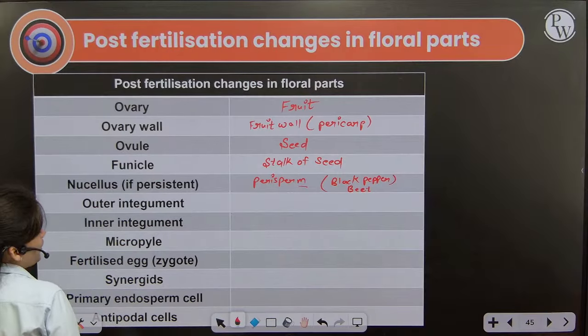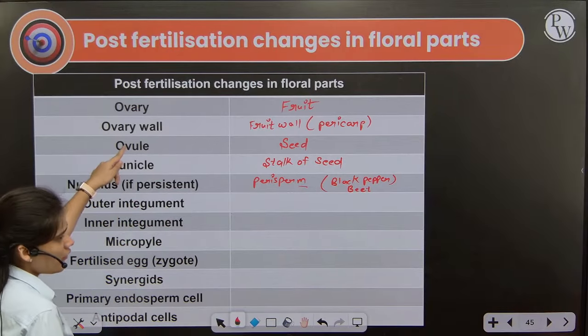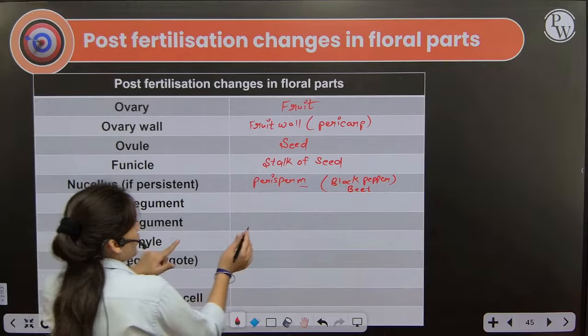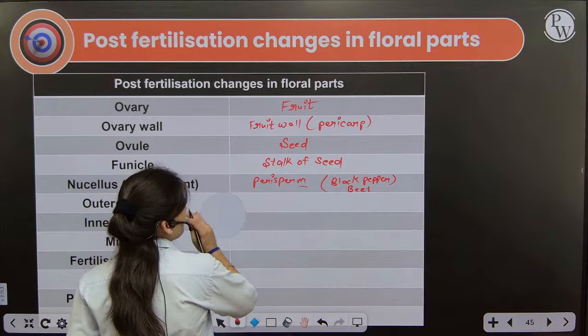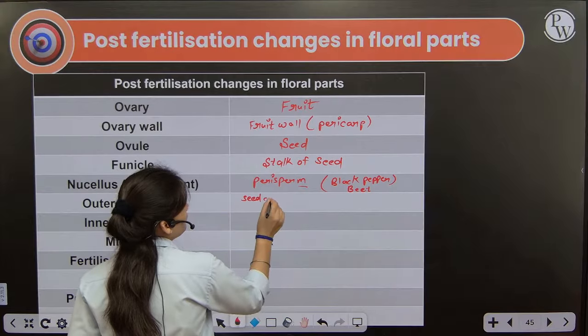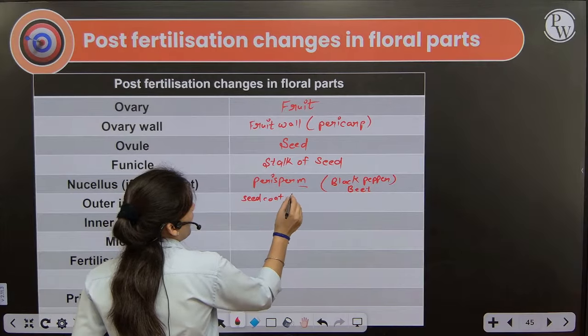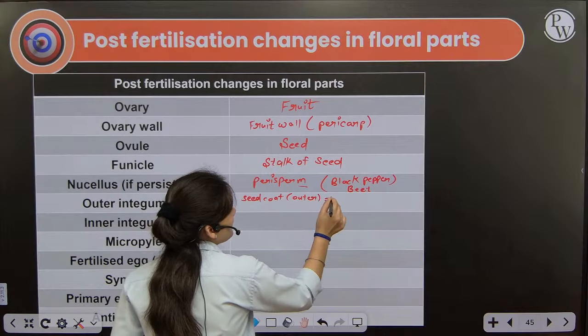What about outer integument? Initially, this outer integument is the outer covering of ovule. Now it will become outer covering of seed, seed coat, outer seed coat. And outer seed coat is known as testa.